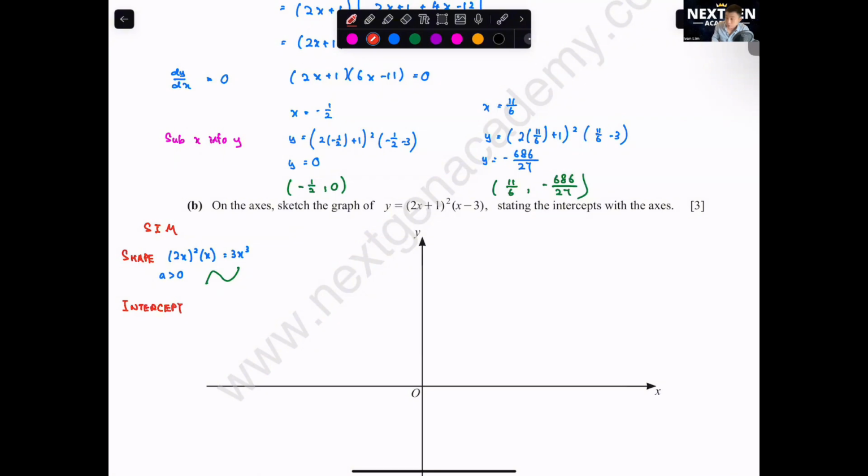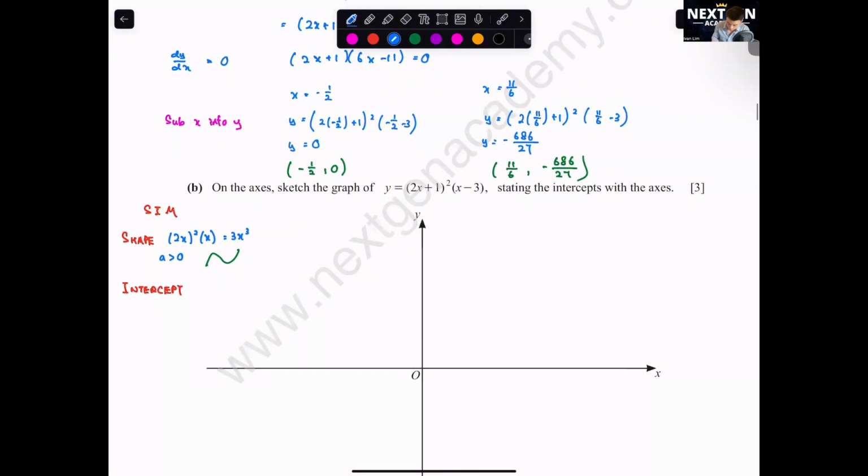Okay, second one, your intercept. Let's calculate the intercept, starting with the x-intercept first. X-intercept is y equals to 0. So you've got this one, (2x plus 1) squared times (x minus 3) equals to 0. Do you need to write all this working? Actually, not necessary, but at least write down the points so that you can check back. Here, x equals negative 1 over 2, x equals 3.